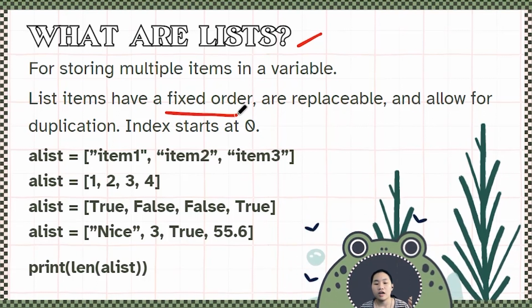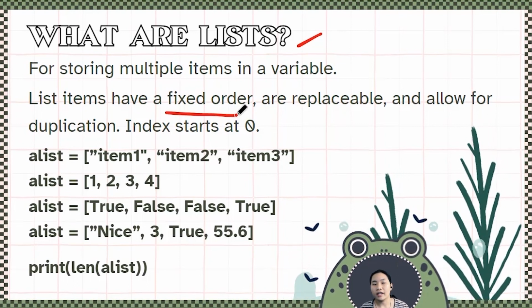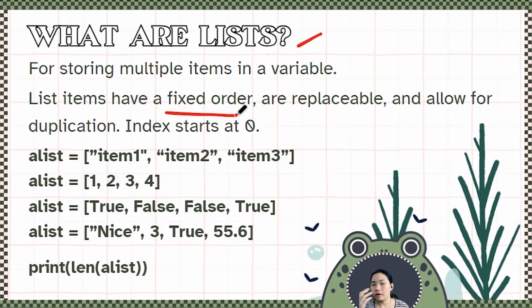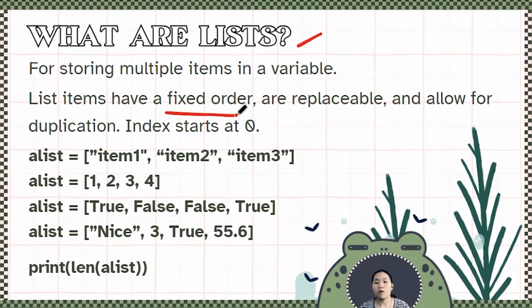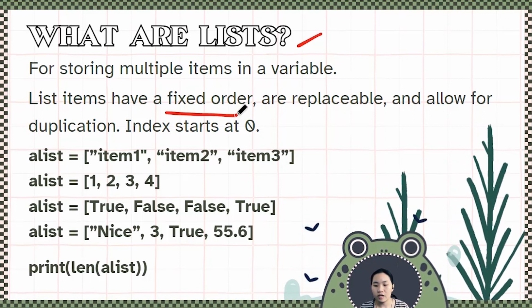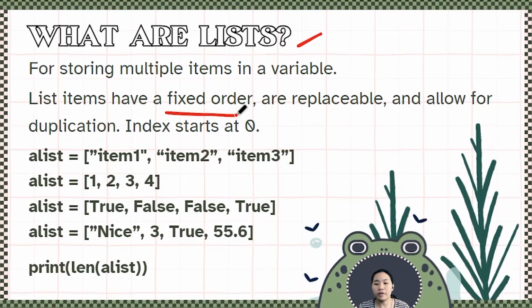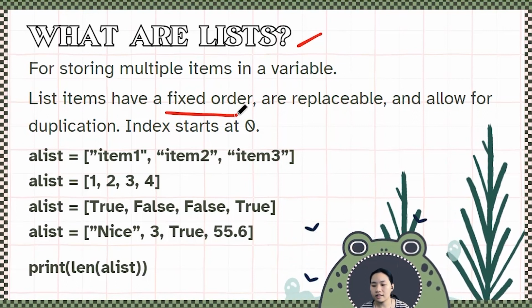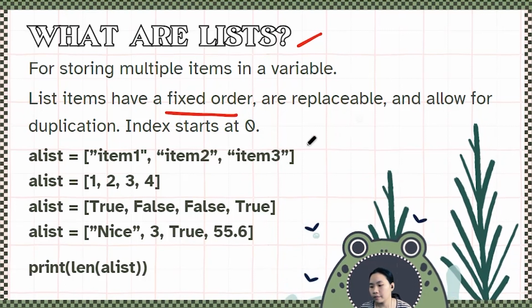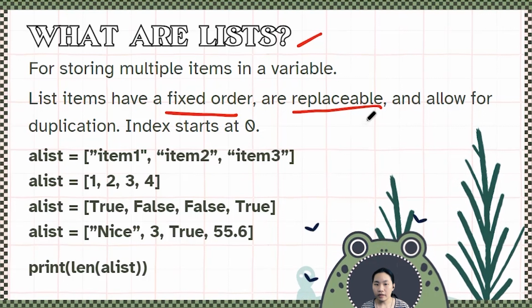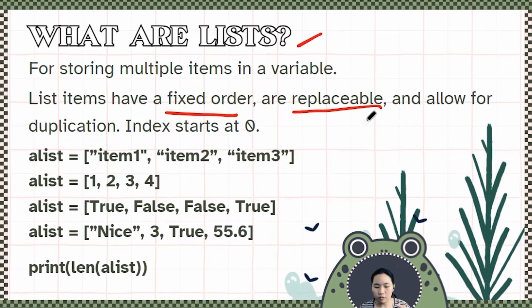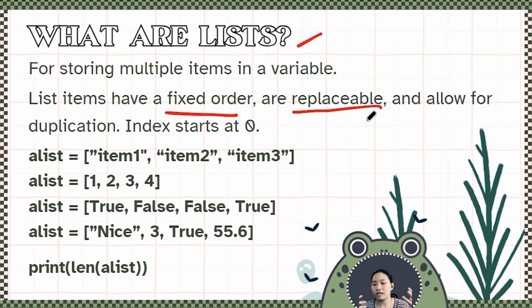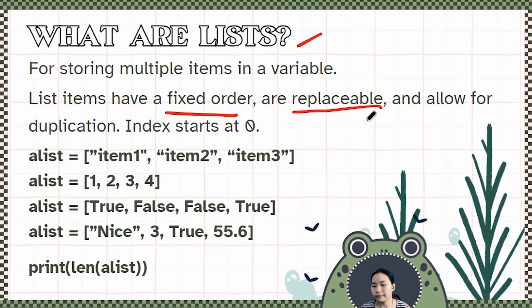What do I mean by that? Think of a queue at a supermarket or at a fast food joint. If one person suddenly goes away or gets removed from that queue, the next person that comes along will be at the end of the queue. So that's what I mean when I say that lists have a fixed order, okay? And the items are replaceable. Just like the people in the queue, you can replace this person at this position, that person at that position, or you can change them up entirely.